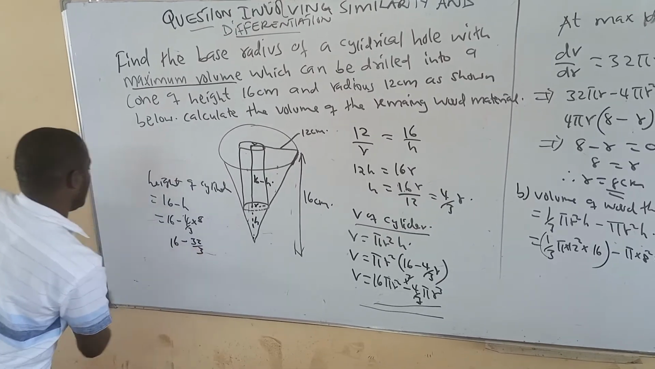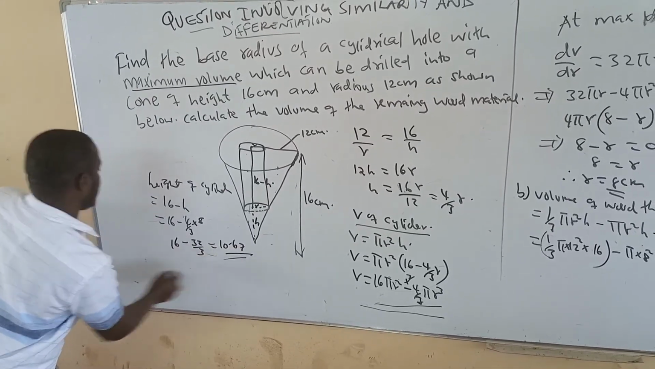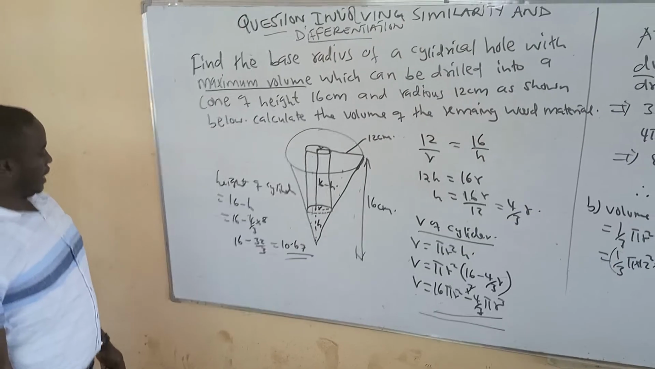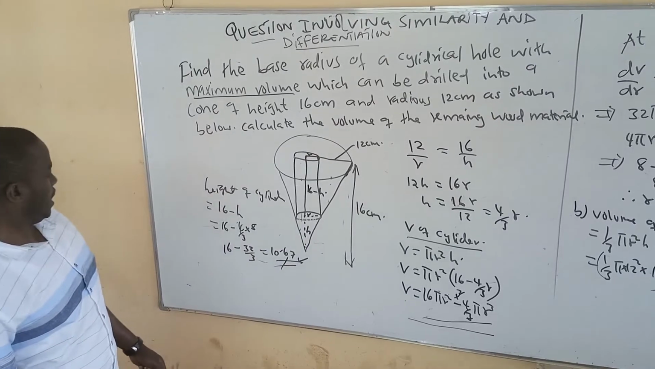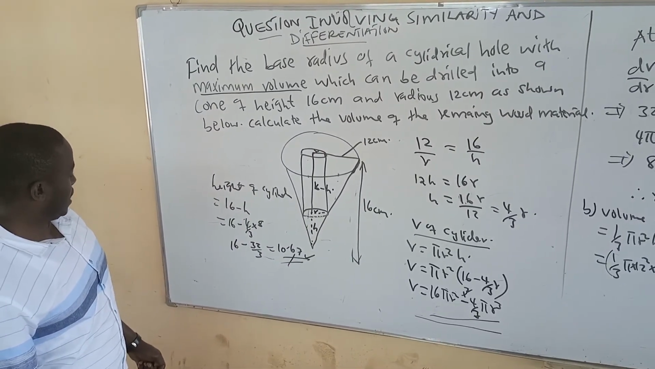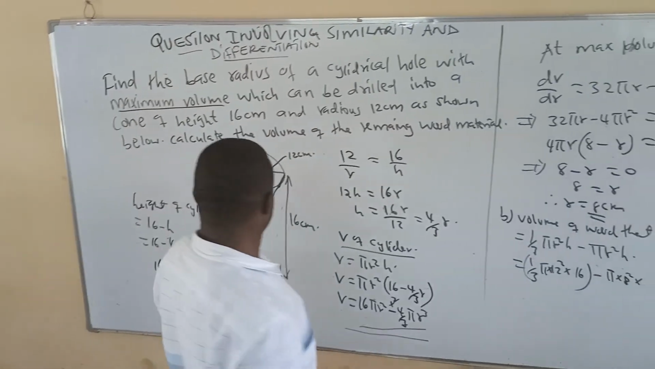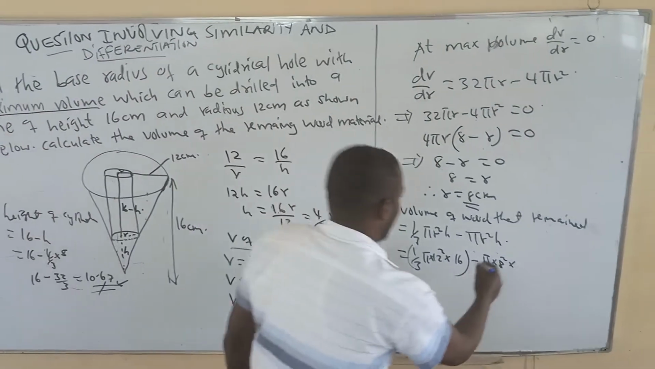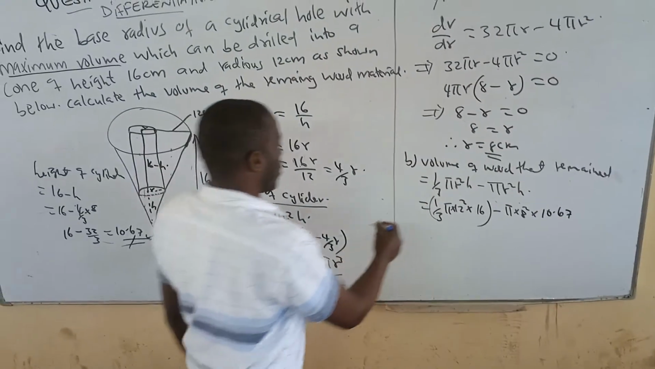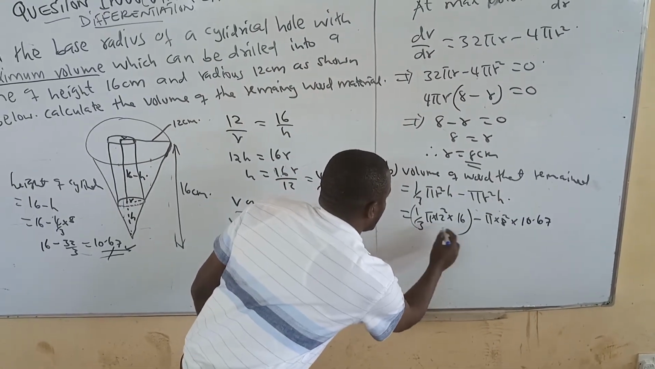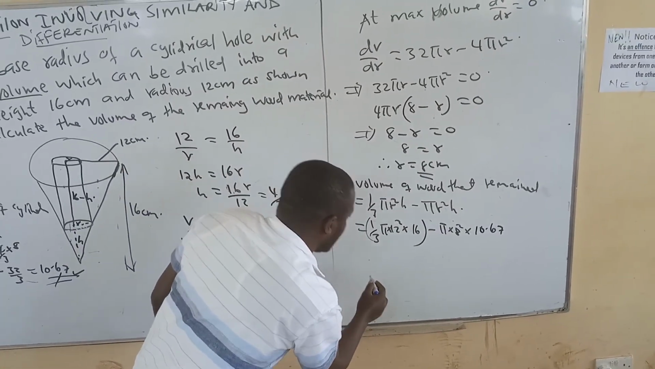So if you subtract, you get 10.67, or 10 and 2/3. That will be the height of the cylinder, 16 minus that gives you 10 and 2/3. So we shall be having 10.67. So from there, this one is 144 times 16 divided by 3.